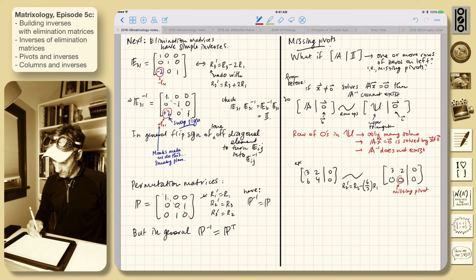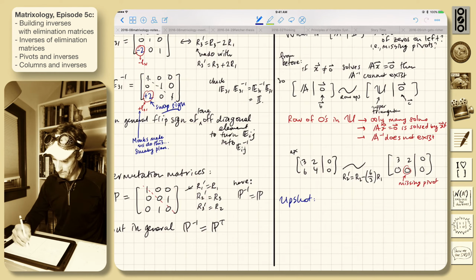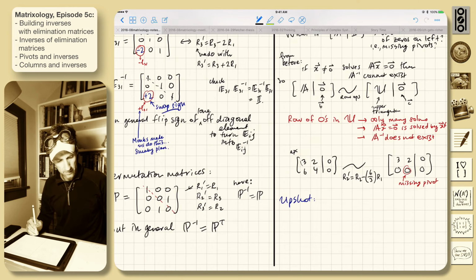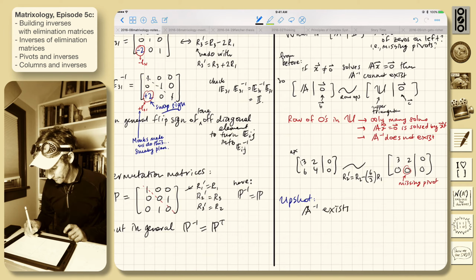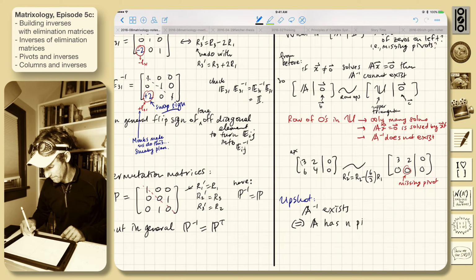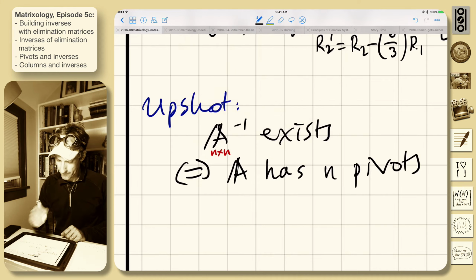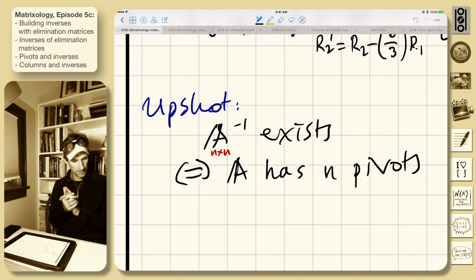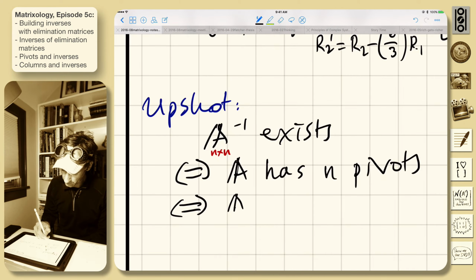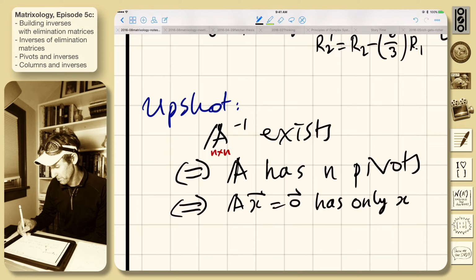So let's have a little bit of an upshot here. A few things. A to the minus 1 exists. This is the same as, equivalently saying, A has n pivots, and A is an n by n matrix. All right, so it has n pivots. None are missing. That's the way to say that. It also means that Ax equals 0 has only x equals 0 as a solution.